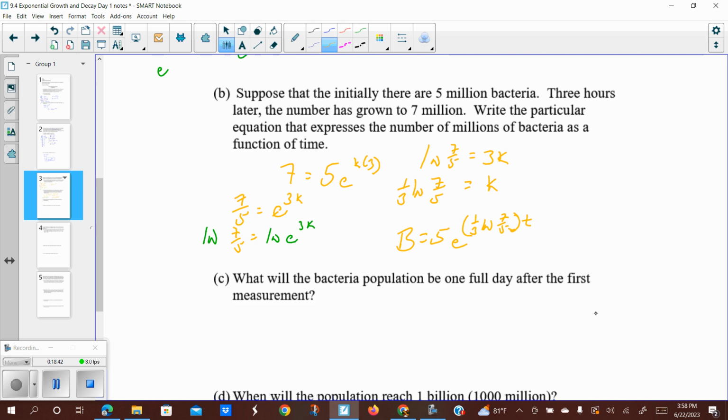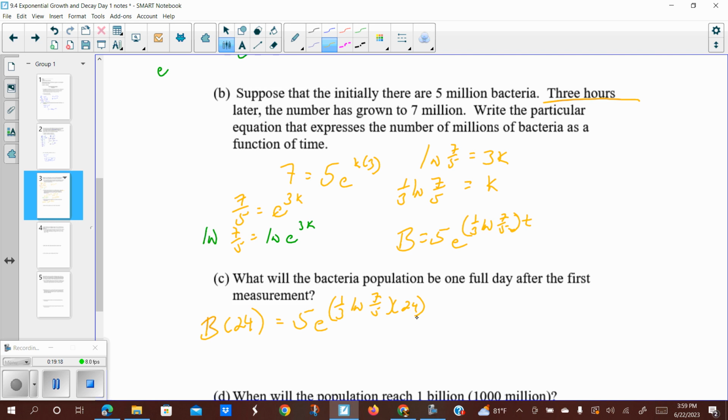What will the bacteria population be 1 full day after the first measurement? Well, everything was measured in hours before, because up here it said 3 hours, so we're going to keep it consistent. We're talking about 1 full day, which is 24 hours. So we are really just trying to find b of 24. That's just plugging in 24: 5e to the 1/3 natural log of 7/5 times 24.